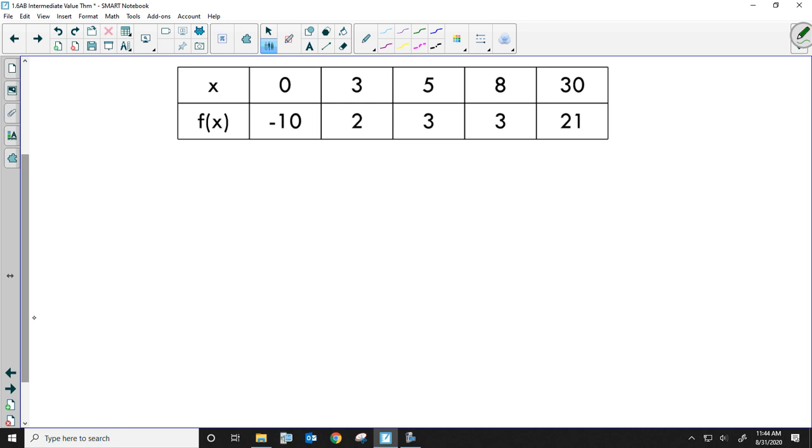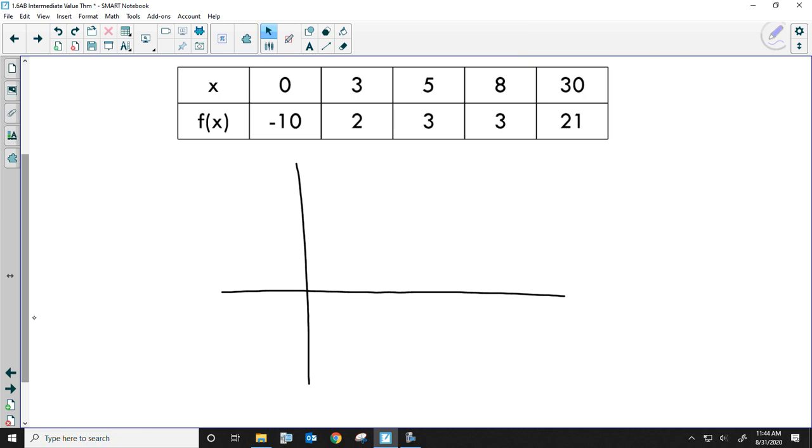Okay, let's do a quick visual of this function. I've got 0, -10. Let's say that's there. I've got 3, 2. Let's say that's there. I've got 5, 3. I've got 8, 3. Oh gosh, and then I've got 30, 21. Let's just throw it up there.